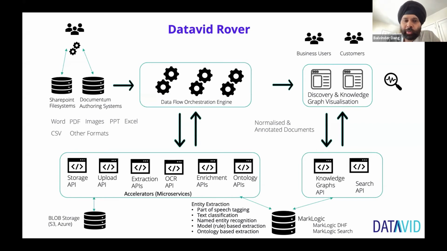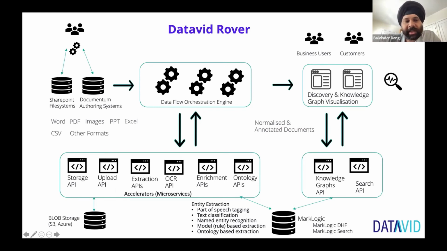And you want to build one single platform which allows you to view all your data and have this intelligent search, cognitive search. So not just enterprise search but semantic search, and not just semantic search but cognitive search, where you use machine learning models to train and become better at extracting entities and tagging entities. So Datavid Rover is a set of accelerator packs and microservices which we build, which you see at the bottom there. So we have storage API, upload API. You can store to S3, Azure, different storage.